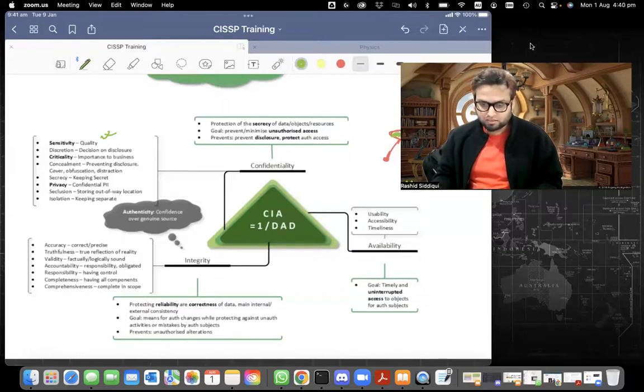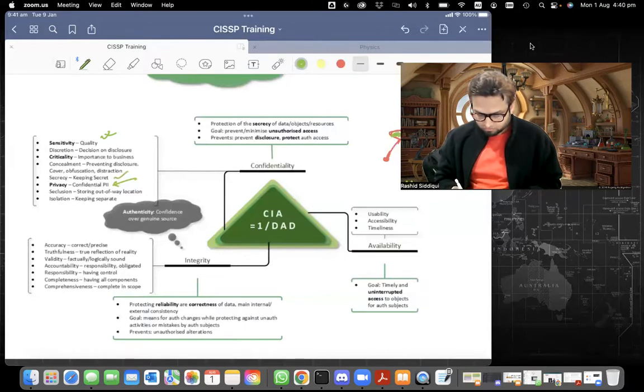Secrecy, you all know that is keeping data secret. Privacy is more used in personally identifiable information like name, date of birth, address, sex, political affiliation, other things. So these are all PII. Seclusion and isolation are almost similar terms, but seclusion is used mostly when we store something out of the way or at an off-site location. Isolation is just an act of keeping something separate. Yeah, so this is all about confidentiality.